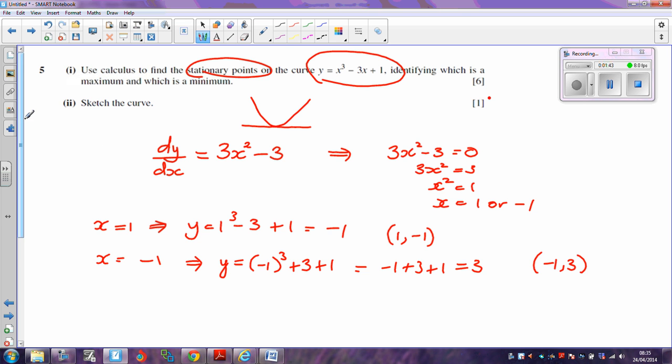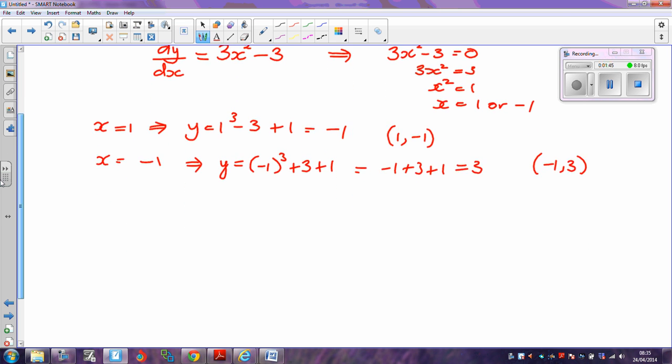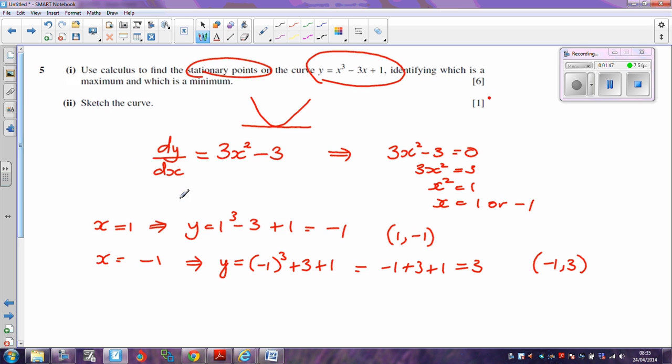Now it asks us to identify which is a maximum and which is a minimum. Now there's two different ways of doing this, well, at least two. One of the ways of doing it is to think about the shape of the graph. Now the graph is a positive cubic, which means it starts with a positive gradient, it's going to go down like that, and then it's going to go up.